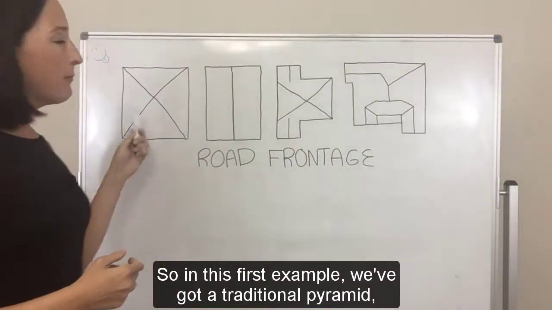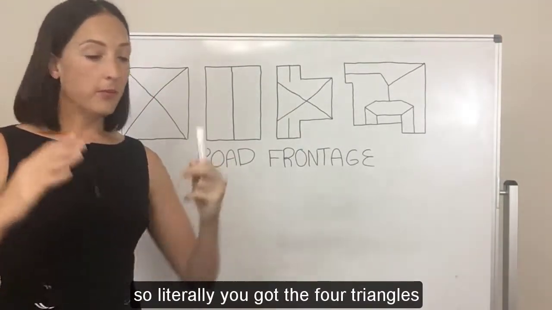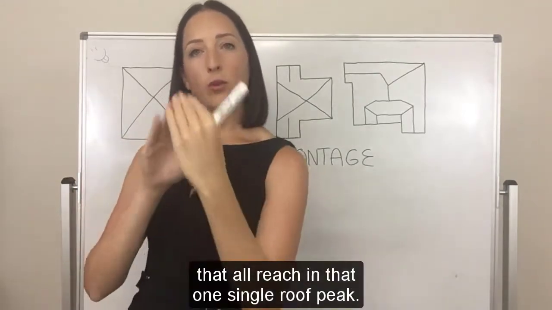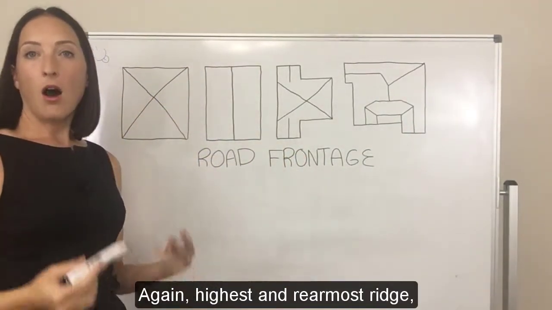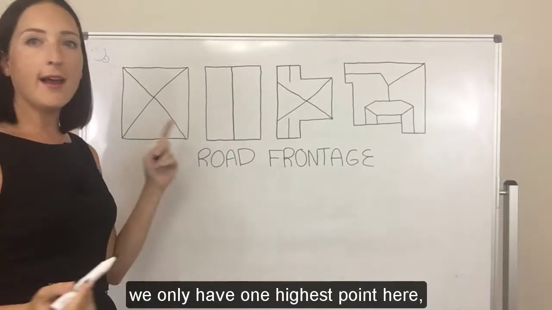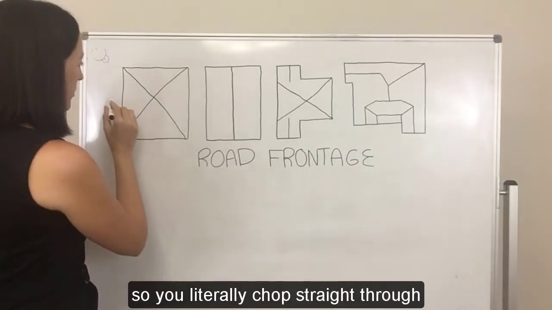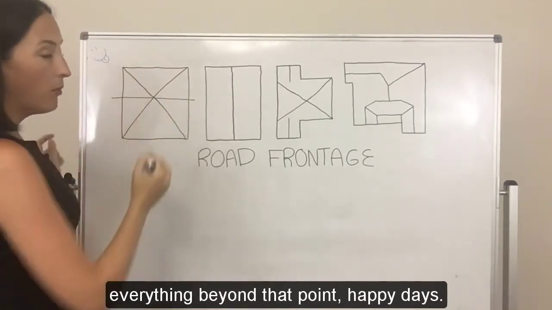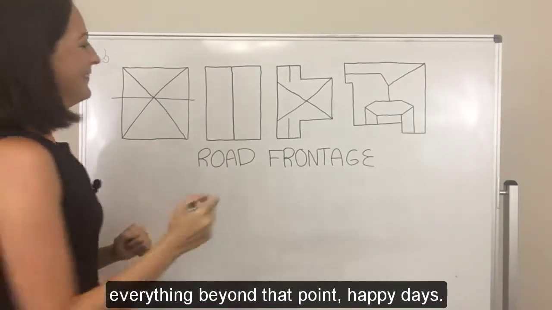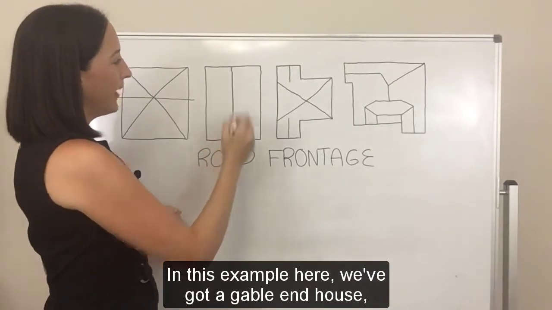So in this first example, we've got a traditional pyramid. So literally, you've got the 4 triangles that all reach in that one single roof peak. Again, highest and rearmost ridge. We only have one highest point here. So you literally chop straight through the middle of the house and you demolish everything beyond that point. Happy days.